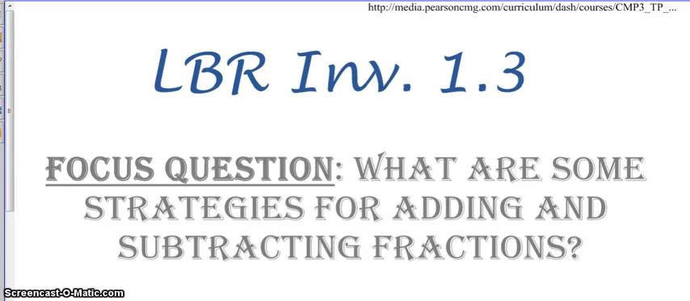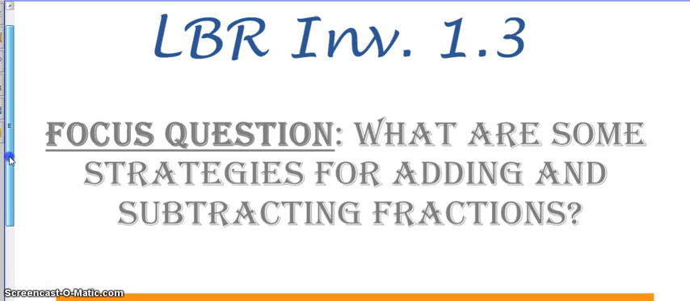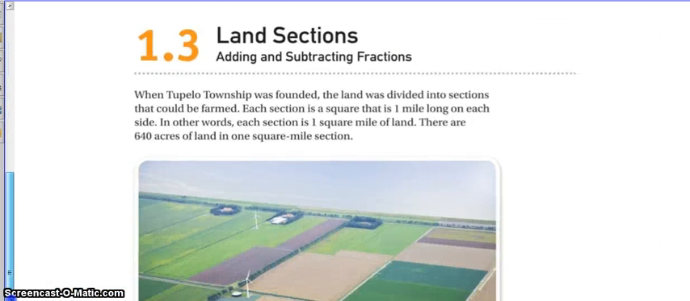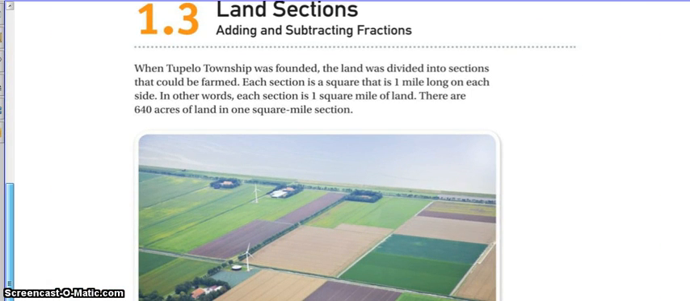Okay, today we are going to be looking at investigation 1.3 from Let's Be Rational. We are going to talk about strategies for adding and subtracting fractions. All right, so in our book we are going to be discussing the Tupelo Township.